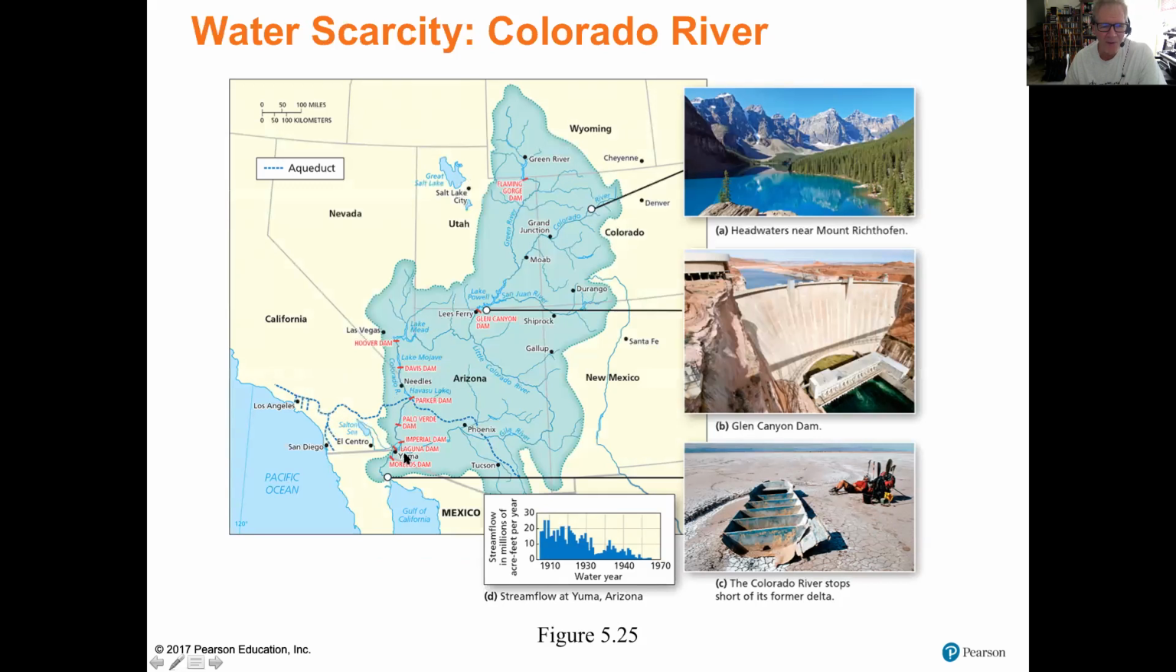And that's even before it gets to Mexico, where there's lots of farmers down here. And then by the time it gets down there, there's none left for the farmers. And that's why Mexico and the U.S. are in a big legal battle over the water usage. And you can see here the stream flow has dramatically decreased because of the fact that all this is being removed by the time it gets down to its former delta.